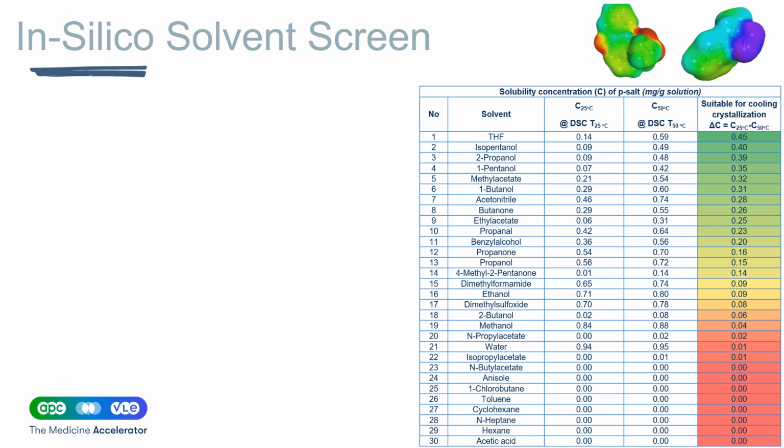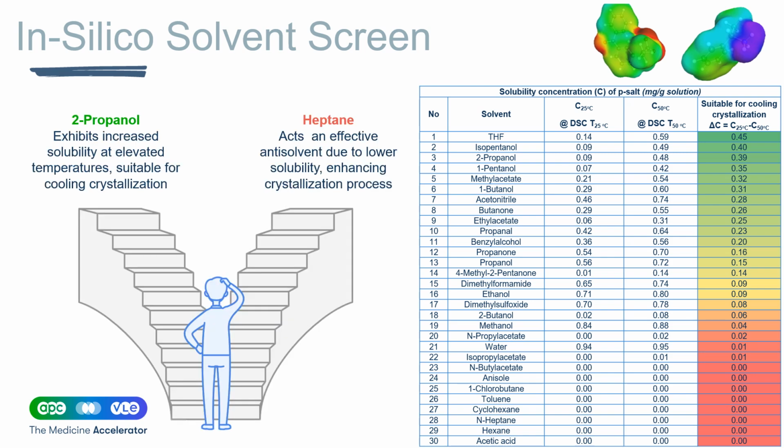These solvents were chosen based on the following criteria: low solubility at 25 degrees Celsius and higher solubility at 50 degrees Celsius, ensuring sufficient yield and throughput for a potential crystallization process. Based on the experimental results, a solvent system composed of 2-propanol and heptane in a 50-50 weight ratio was determined to be the most suitable solvent mixture.